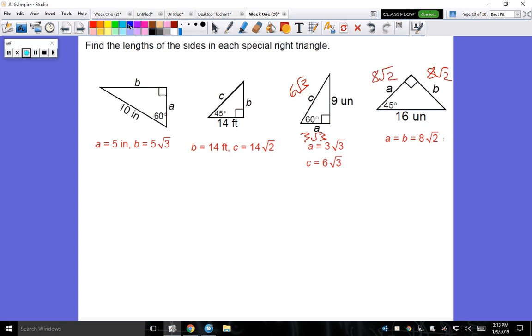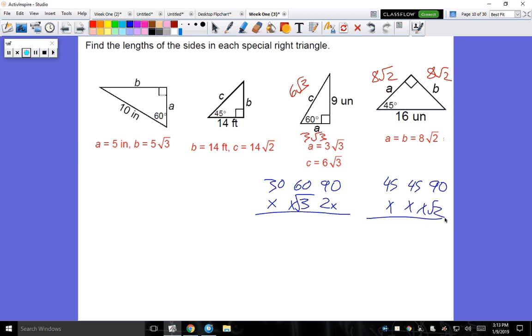The first one was a 30, 60, 90: x, x root 3, 2x. This one was a 45, 45, 90. This is how I would expect you to do it on the quiz: x, x, x root 2. Okay, here we go. Opposite from 60 is 9.